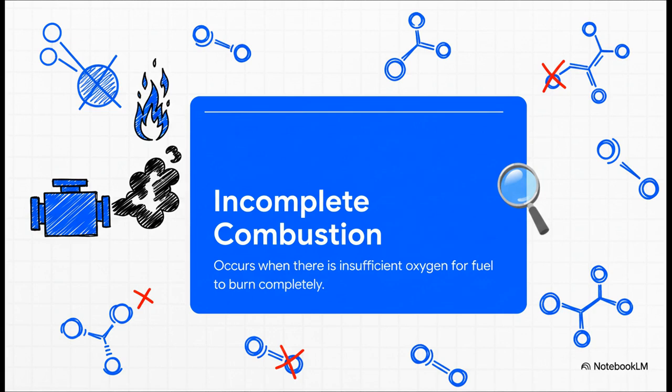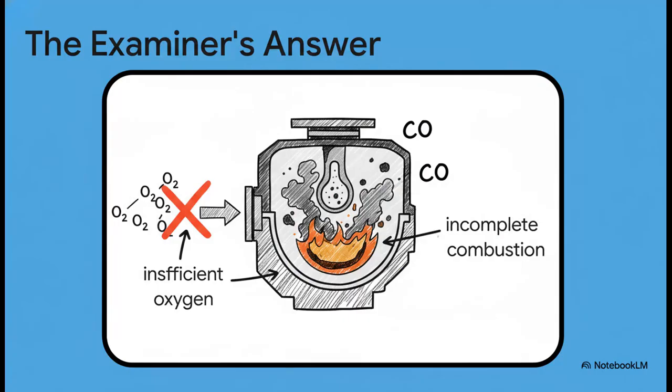See, when the fuel in an engine doesn't have enough oxygen to burn perfectly, you get what's called incomplete combustion. Instead of the carbon making a nice clean carbon dioxide, it forms carbon monoxide, or even just pure carbon, which is that black soot. Grasping this idea is absolutely crucial. And here it is, straight from the horse's mouth. This is what the examiners are looking for.